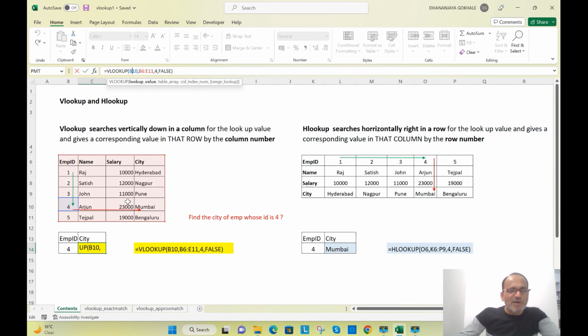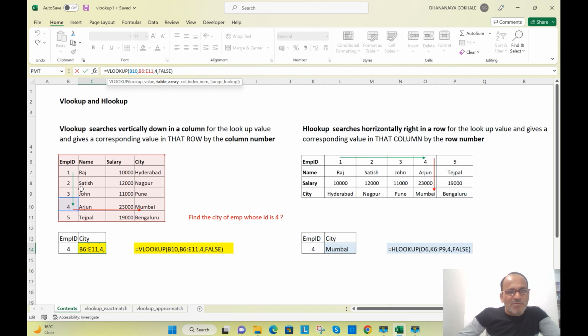Okay, so the formula is pretty simple. The first argument here is the lookup value. What is the lookup value? It is given in B10. Yes, and put a comma, and then the next one is the table array.